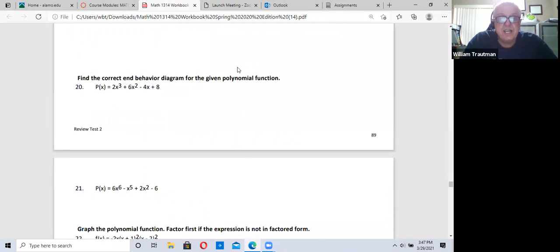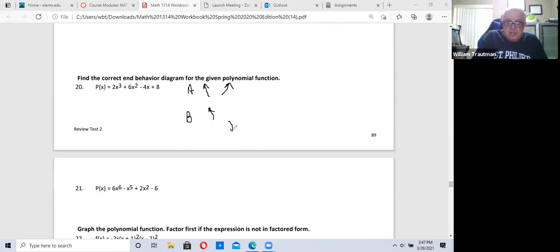Find the correct end behavior. There are two of these on the test, I think. A, B, C, and D.